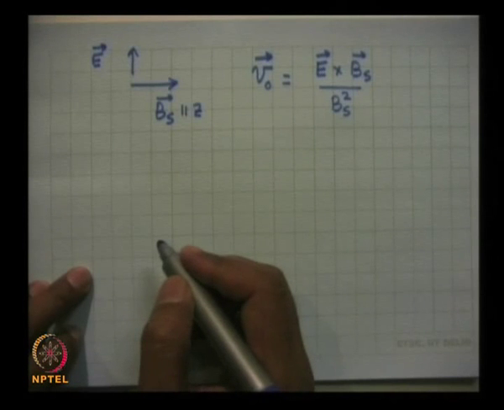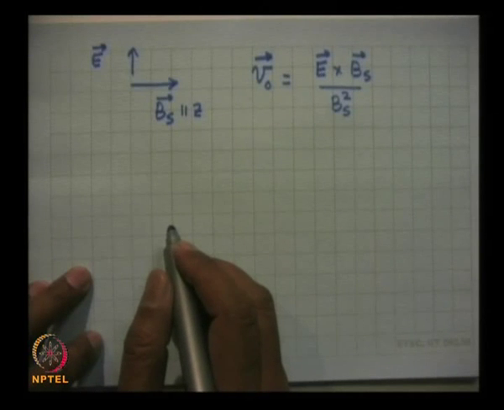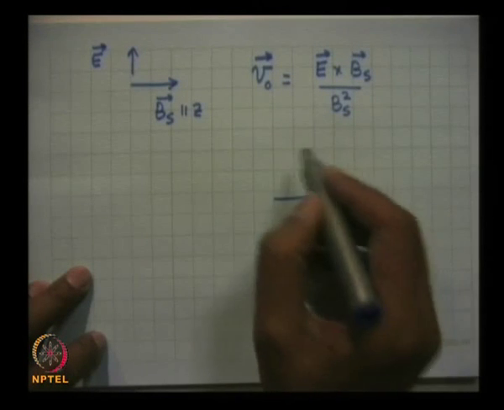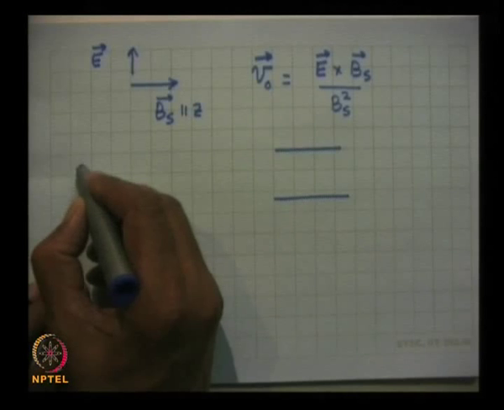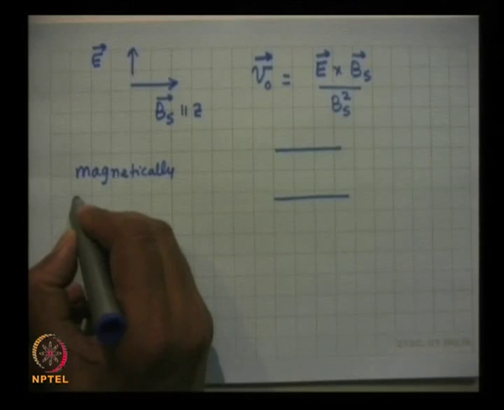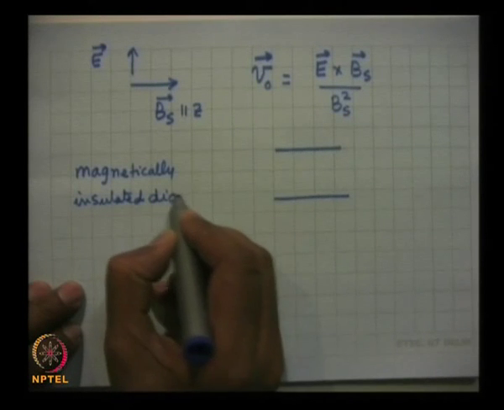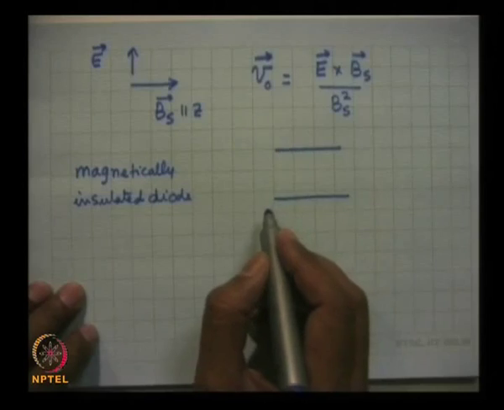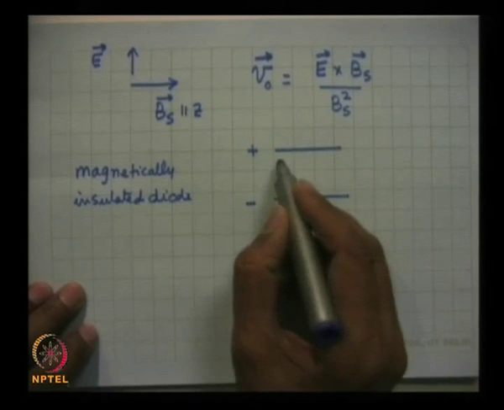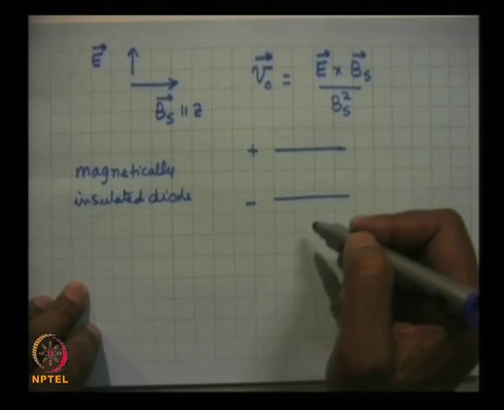A typical example of relevance of this geometry is not only a plasma, but a non-plasma system also, called a magnetically insulated diode. Such a diode would have a cathode with a negative potential and an anode with a large positive potential. These sort of diodes are essentially used to produce ion beams.